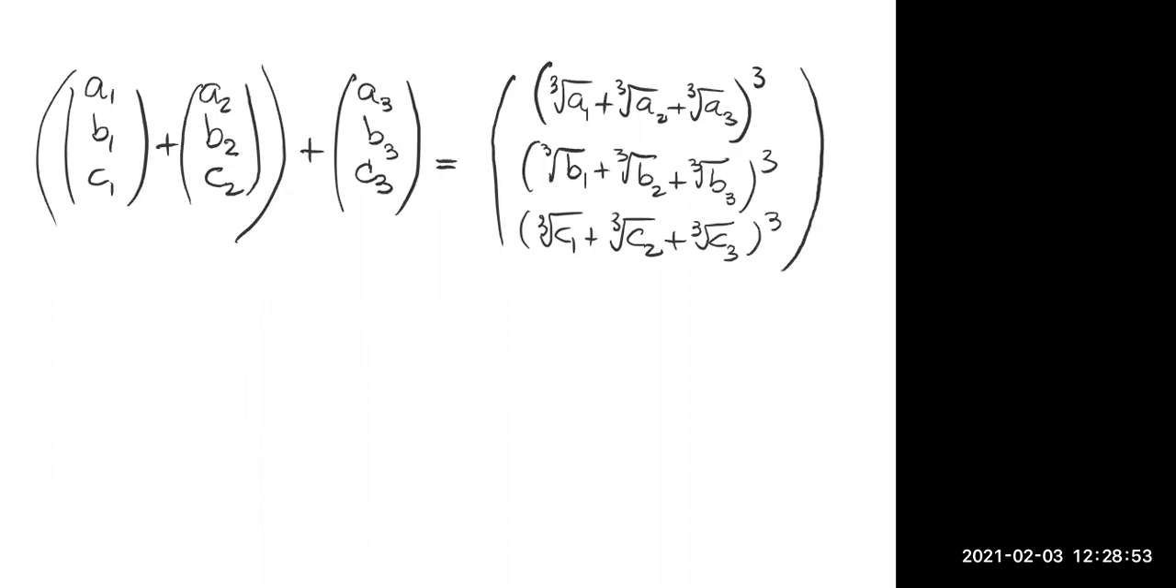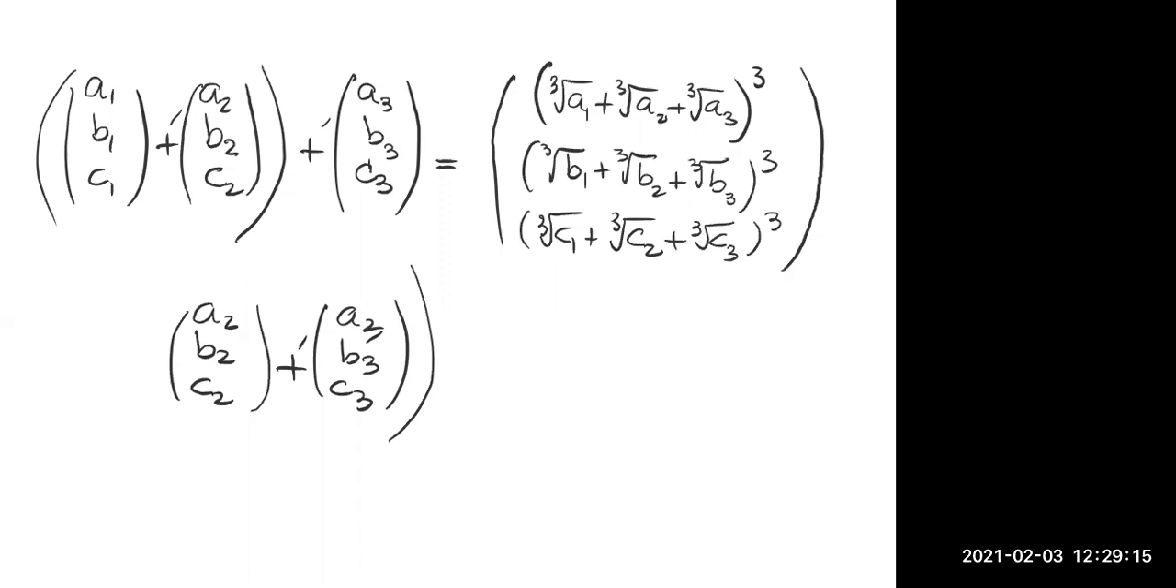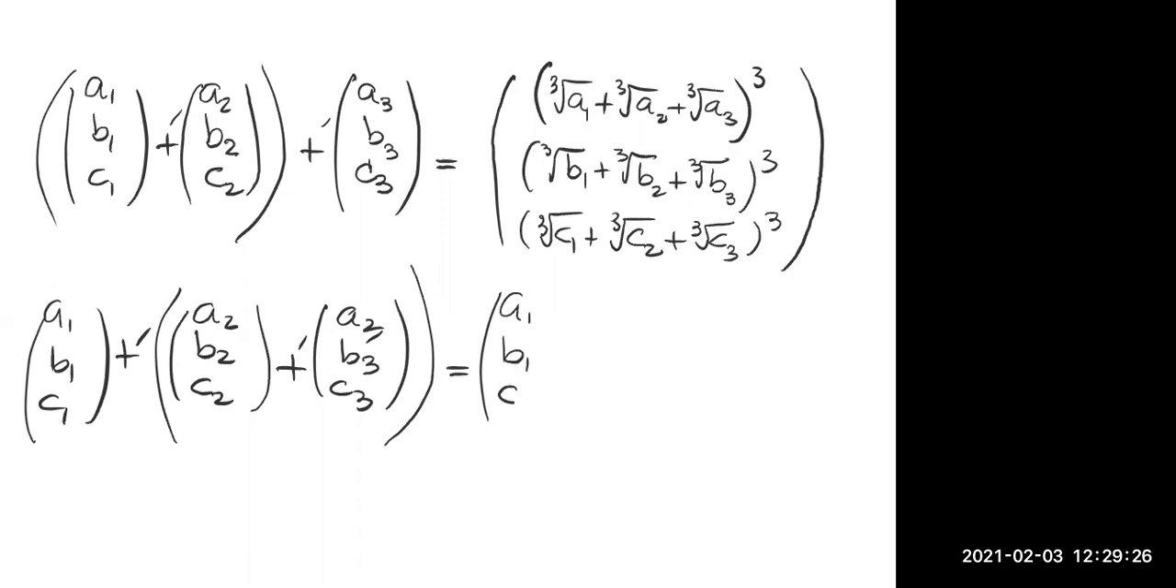Now, if I want to show that this space with this addition is associative, what I should do now is look at A2, B2, C2 plus A3, B3, C3, where all these additions have a prime. I'm just using prime to say this is not the ordinary addition. And then look at A1, B1, C1, and add that to the result. Right now I wouldn't do anything with the first vector. I would just add the second and third vectors.